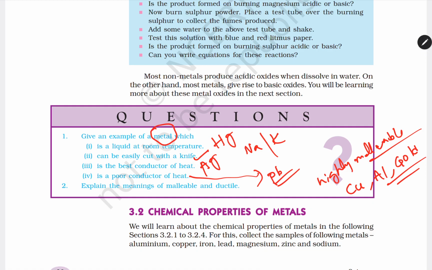So the final conclusion is that the activity here helps us identify the acidic and basic nature of the oxides, right? It also introduces the unique properties of metals such as malleability, ductility, and conductivity. These are the things we discussed for today.